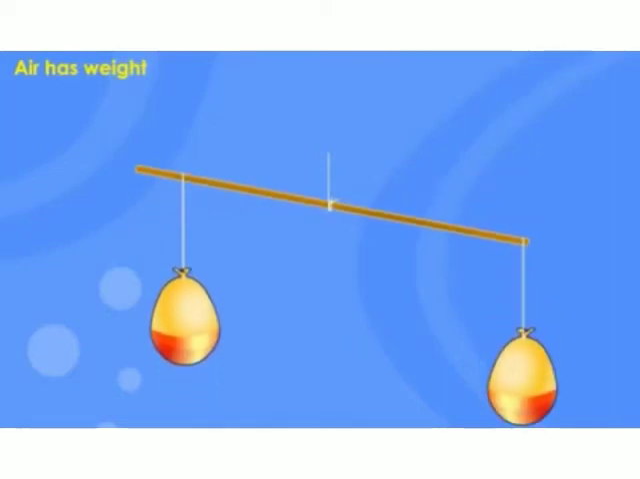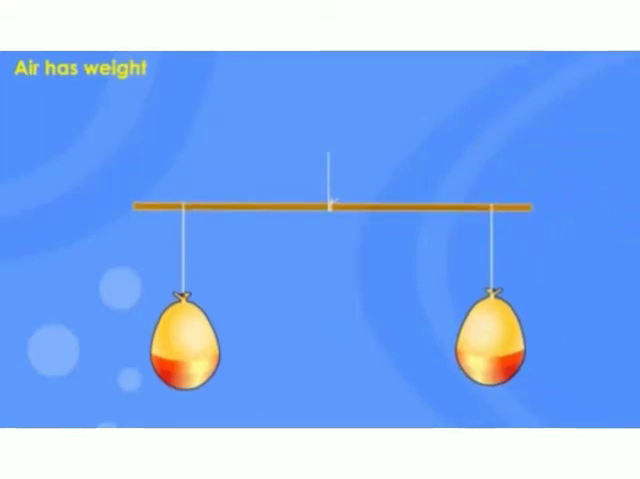The following experiment helps us to prove that air has weight. Take a stick which is 1 meter long. Take 2 blown up balloons and tie their strings at the 2 ends of the stick. Balance the stick by shifting the positions of the balloons. A small slit is made in one balloon so air may slowly escape from it.